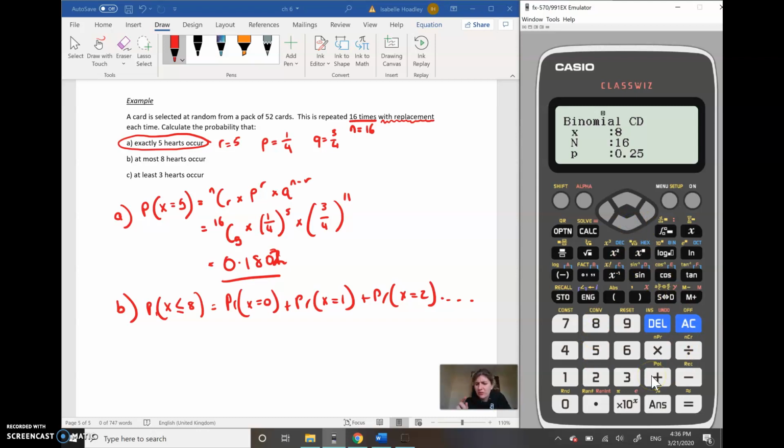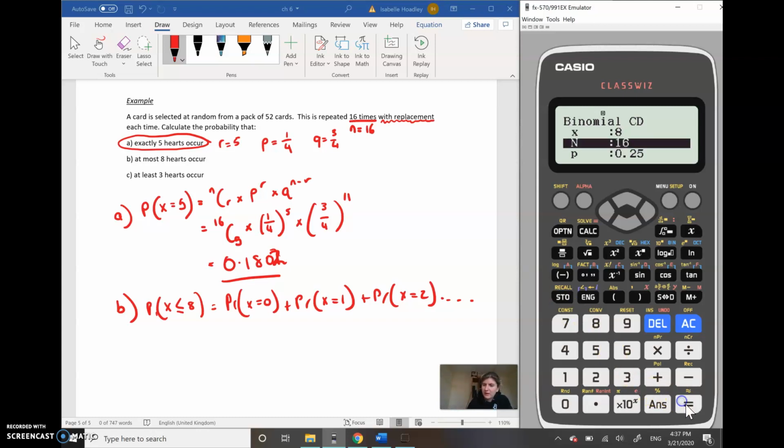And as you can imagine, this should be quite a high probability, because it would be quite statistically unlikely to pick out more than 8 hearts out of 16 cards. There's only 13 hearts in the deck, and so as you're adding on more and more, it's becoming less and less likely that you're going to pick out that many. So this should be quite a high probability.